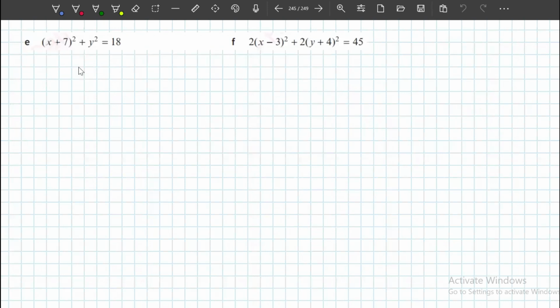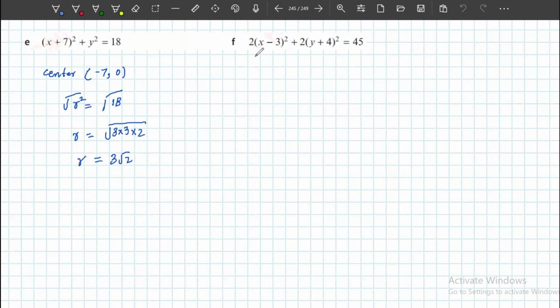The next question is x plus 7 whole square plus y square is equal to 18. Here we are looking for two things, one is the center of the circle and the other is the radius. The center of the circle is minus 7 comma 0 and the radius r square equals 18. We will take the square root on both sides. That gives us r is equal to the square root of 18. If we simplify, 3 multiplied by 3 multiplied by 2 gives me 18, so r is 3 square root of 2. So this is your required radius.